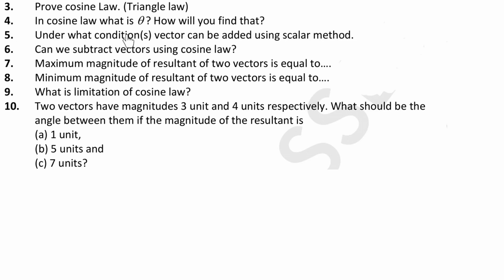Question 5. Under what condition or conditions can vectors be added using the scalar method? So you know there are two possible cases. Vectors are parallel, and second, vectors are anti-parallel.